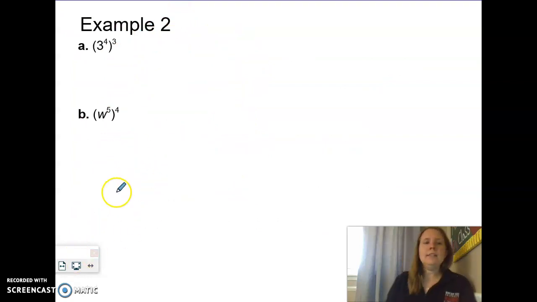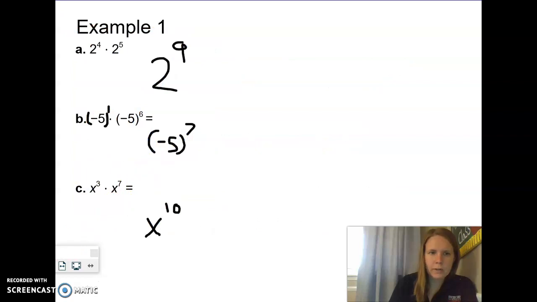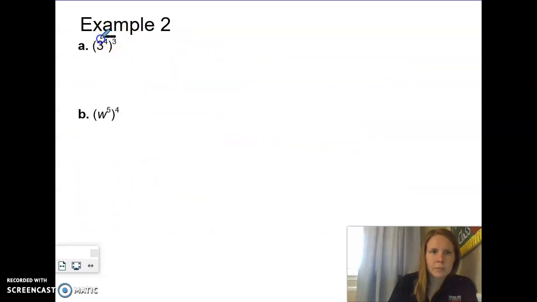All right, example 2 then is that next property. So if I go back and look, that is the power of a power property. So in this case, you're going to have one base. It's going to be raised to an exponent, and then on the outside of this parentheses, it's also going to be raised to an exponent. What I need to do in this case is I multiply these exponents. So I keep the base the same as 3, and I just take 4 times 3. 4 times 3 gives me 12, so now I have 3 to the 12th.